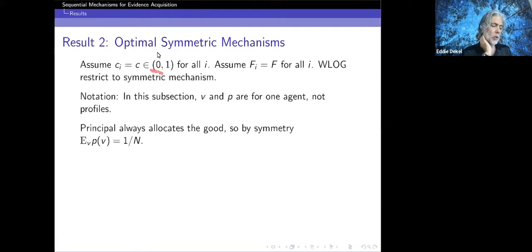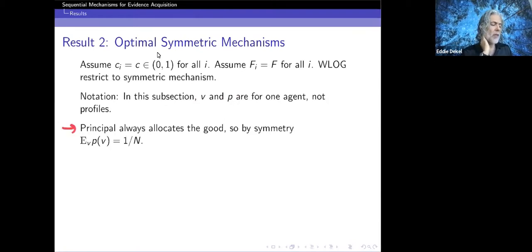And we're going to have it be strictly positive, so that it's an interesting case, because if the cost is 0, obviously you're going to get that person's evidence first and then move on to the rest of the problem. Okay. In this subsection, V and P are not profiles. They're not vectors for each individual. They're just for a representative agent.